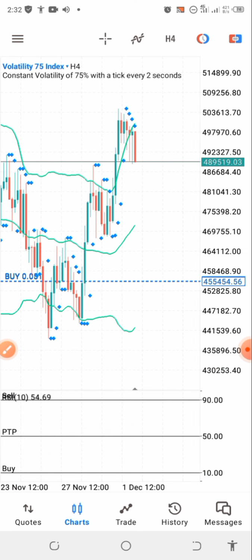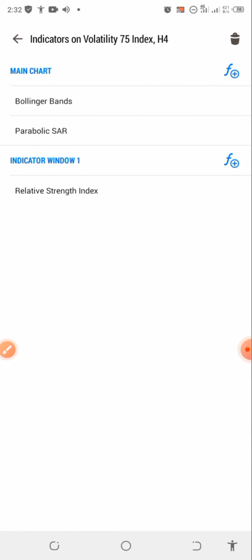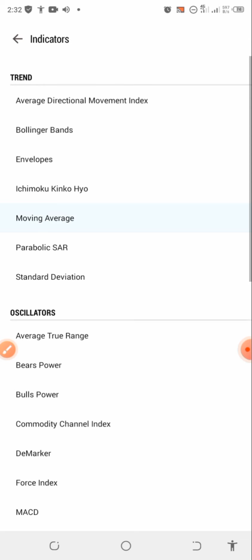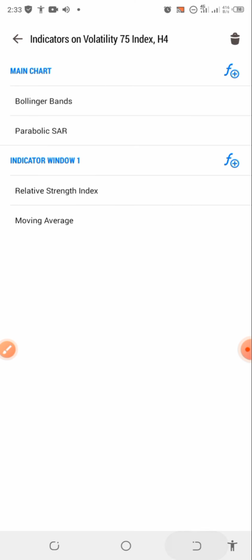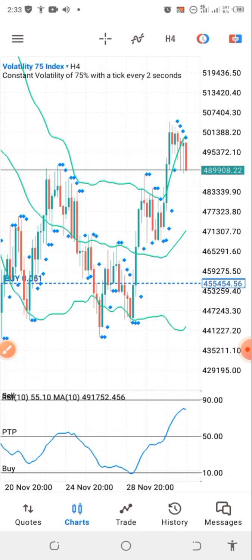And the next indicator we want to add is our moving average. When you click on the moving average, these are the parameters needed for it. The period is going to be 10, shift is going to be 0, and the method is going to be exponential. Apply to close. For the style, I'm going to be using my blue color. You can choose any color of your choice. So we set everything up like this, and you want to click on done. And you're going to have all your settings for this strategy.